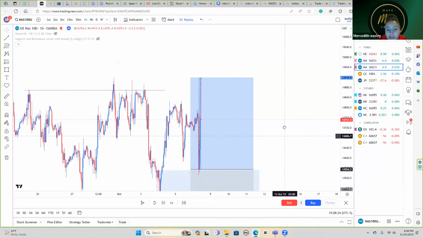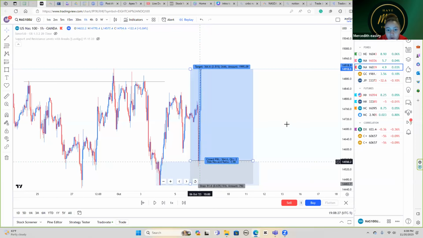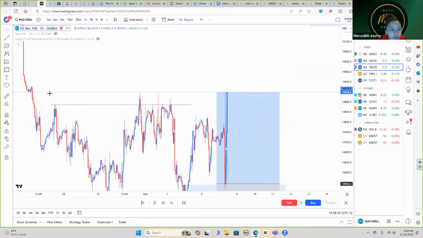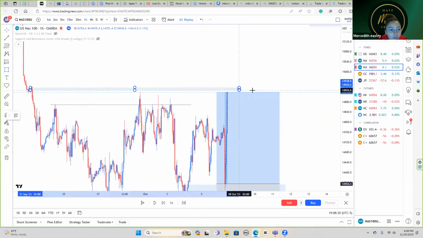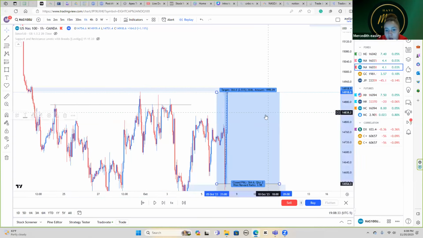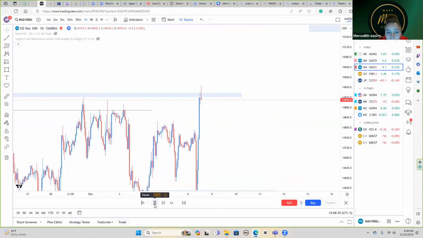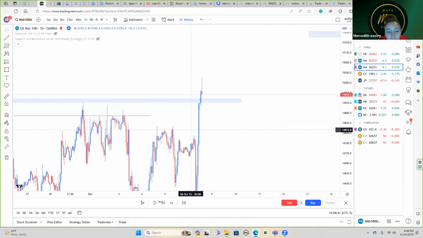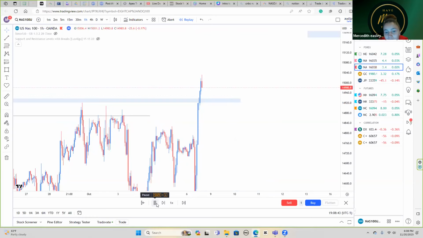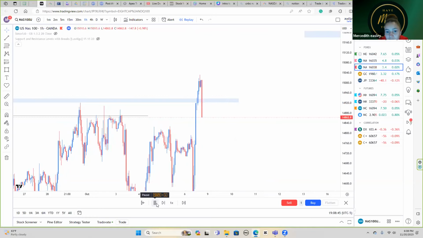I got in because price was rejecting off the order block, and I'm looking for buy stop liquidity to be taken. I then watch out for this order block here. Price is not always guaranteed to bounce off the order block above buy stops. So look at that. It rejected a little bit, and then it just took off, right?